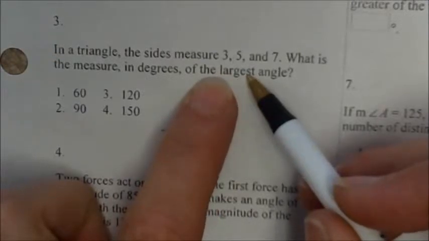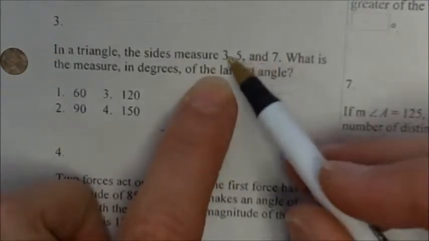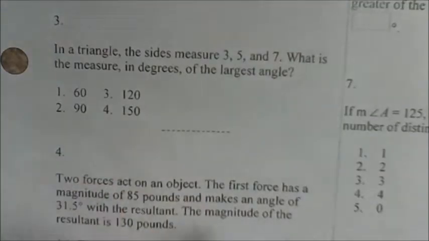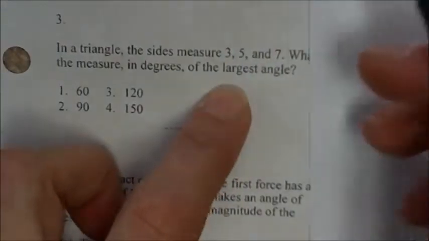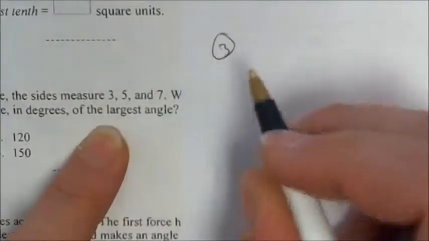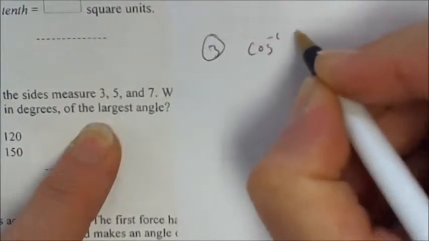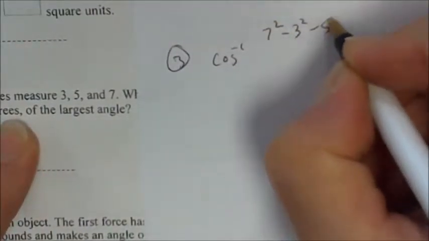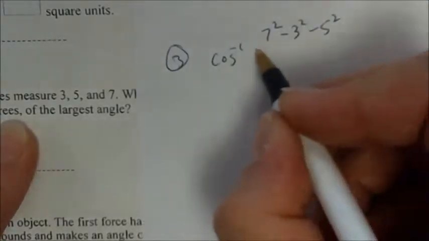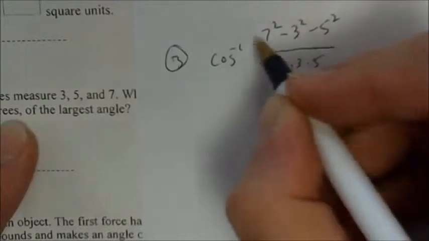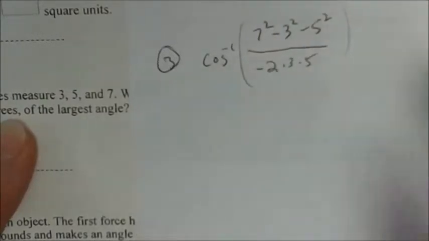So the largest angle comes across from the largest side. Again, you have side information, so it's just like question number 2. And to find the largest angle, it's a law of cosines when you have sides. So number 3 goes, you're going to do the inverse cos of 7 squared minus 3 squared minus 5 squared. These last two can go in any order, over -2 times 3 times 5. Those last two numbers are the ones that go in the denominator.